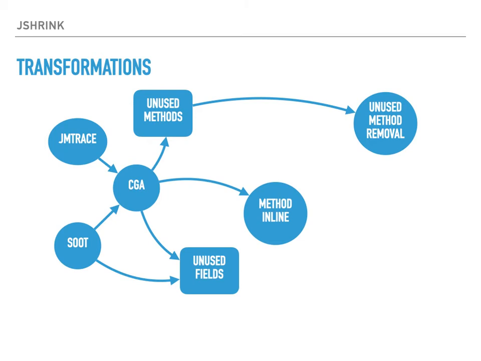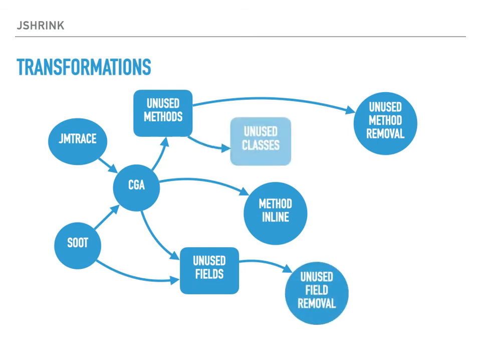Using the call graph analysis and some features provided by Soot, we can determine the unused fields and then use unused field removal. By knowing the unused methods, we can determine the unused classes. An unused class is a class that has methods in it that are never used.